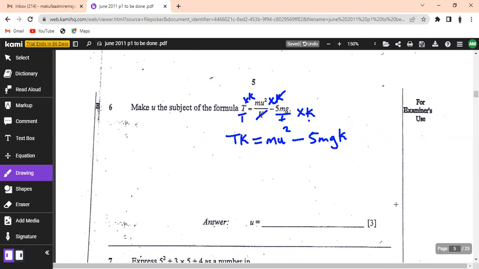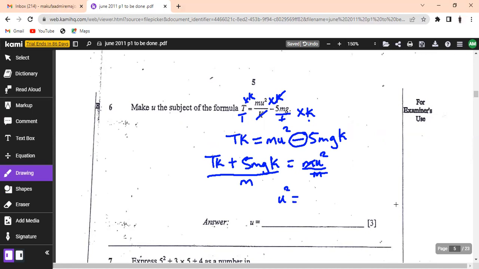We want to make u the subject of the formula. So definitely we have to transpose, avoiding working with the negative. So transpose this negative 5mgk to the left-hand side. That is going to be tk plus 5mgk, which is equivalent to mu squared. I want to make u the subject, and m is multiplying, so we can divide both sides by m. They cancel out, and we are left with u squared, which is equal to tk plus 5mgk, everything over m.